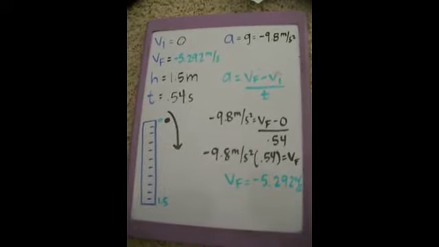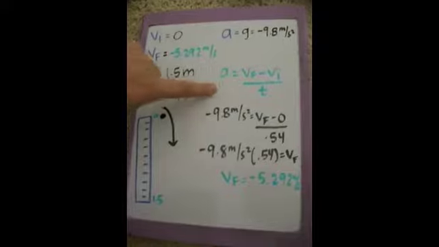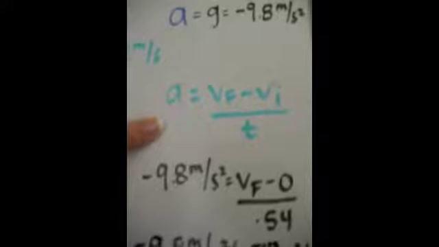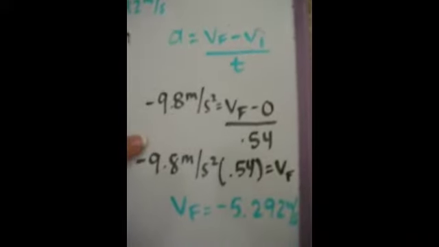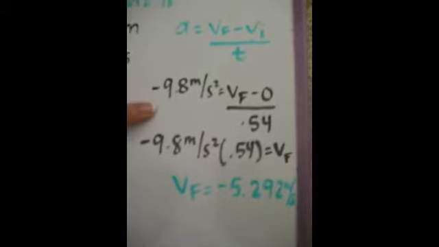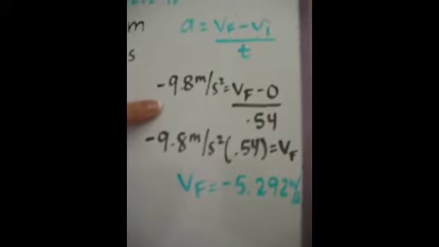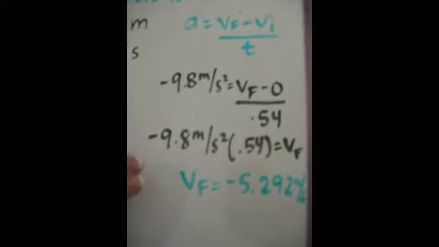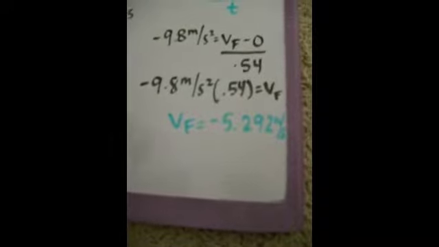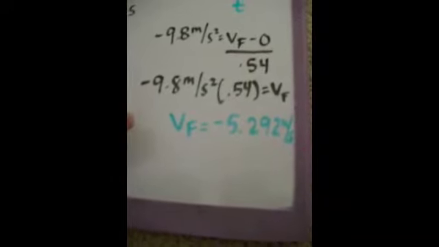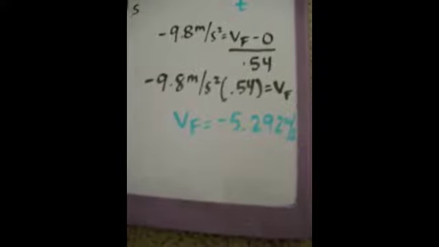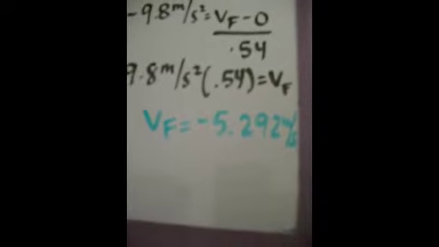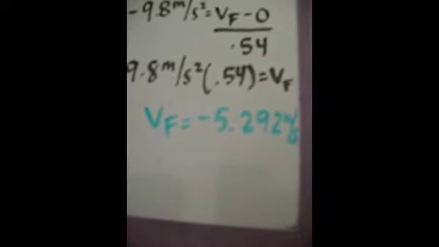So from there, to find the final velocity, we plugged in the equation acceleration equals change in velocity, or final velocity minus initial velocity, divided by time. So we plugged in numbers that we already knew. Negative 9.8 meters per second squared is equal to final velocity minus 0 divided by 0.54 seconds. Then the 0 crosses out, and we have negative 9.8 meters per second squared times the 0.54 seconds, and that equals the final velocity. And from there we figured out that the final velocity in this experiment is negative 5.292 meters per second.